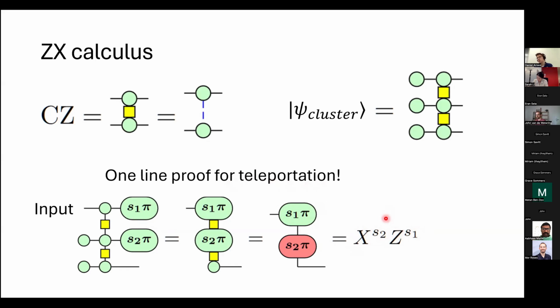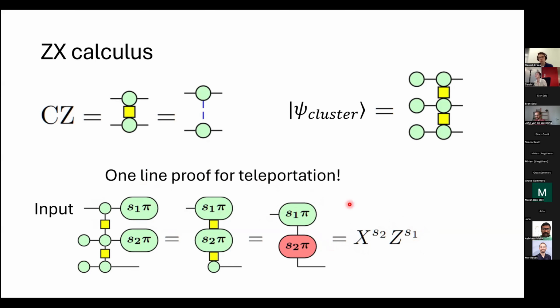So this is the byproduct. You can actually correct them later. So for example, do tomography on this output at the end, and then apply this X and Z according to the measurements, okay? So this is a very nice and direct proof. I don't need to go to this type of linear algebra and constructions and construct equations for the stabilizers. I can just apply this ZX calculus. Now, this is a very powerful tool because now I can add more measurements.